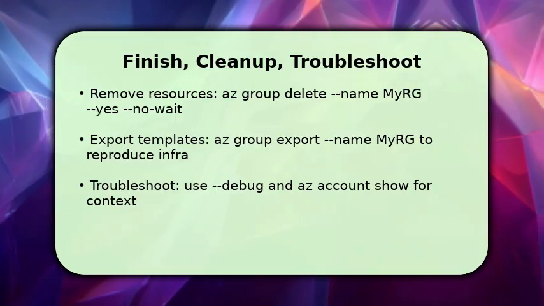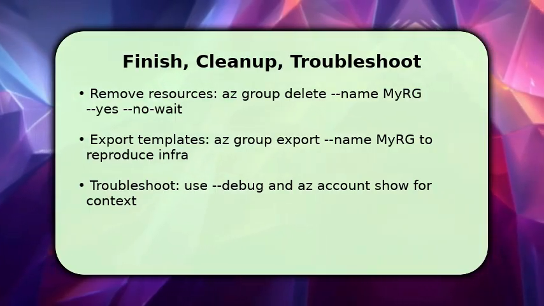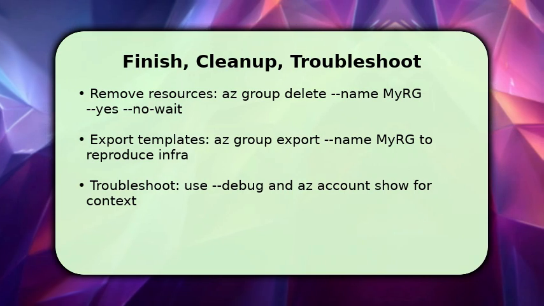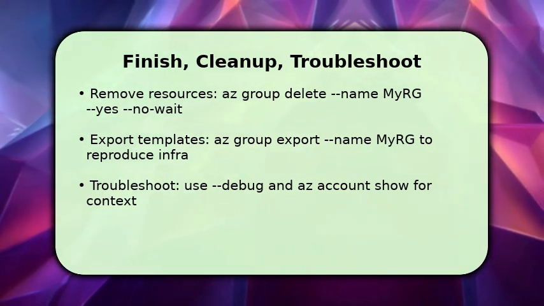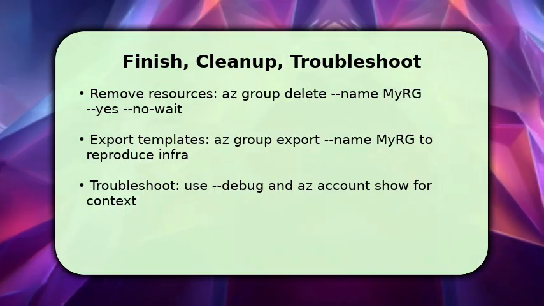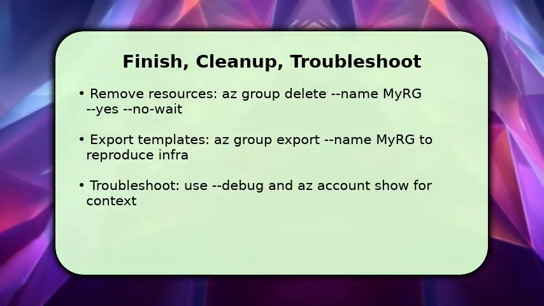If something fails, run the exact command again with --debug to see HTTP traffic and errors, and confirm authentication and subscription with az account show. That debug step usually reveals misscoped permissions.